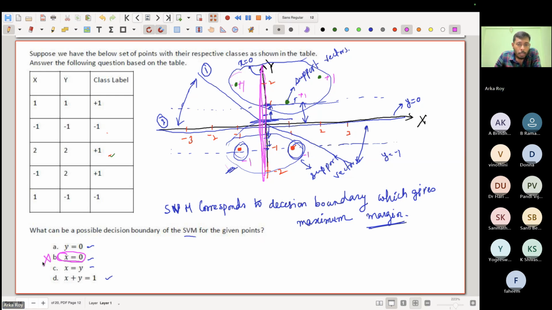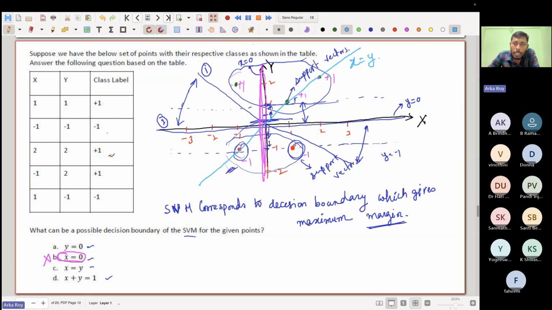Okay, let it be. Then let us draw the third option, that is x equals y. So x equals y would be, this particular point is 1, 1. This particular point is 2, 2. This is -1, 1. So you can see that this is the line x equals y.